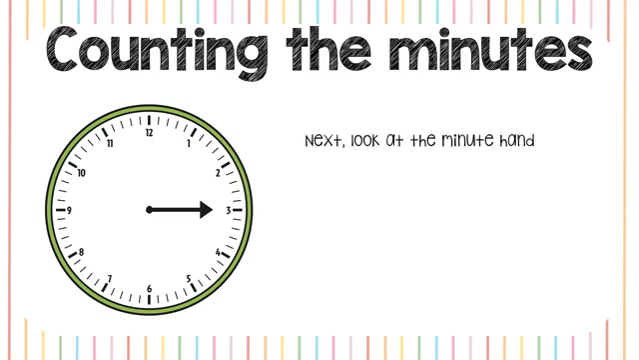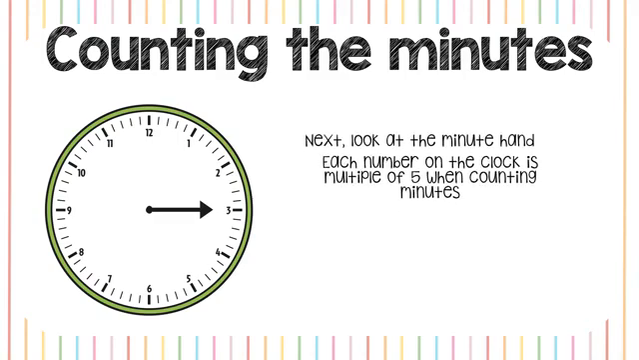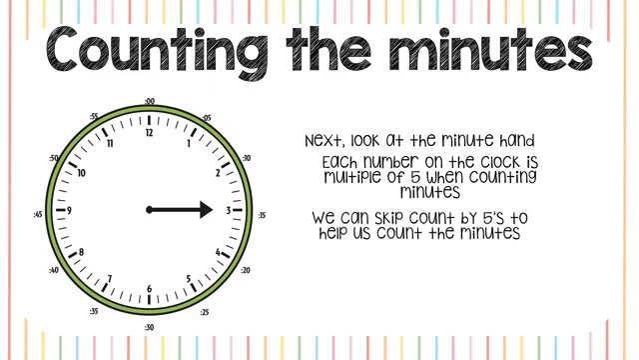Next, we're going to look at the minute hand. Each number on the clock is a multiple of 5 when we're counting minutes. So we can skip count by 5s to help us count the minutes. I'm going to look to see where my minute hand is pointing, and it's at the 3. So I'm going to skip count starting at 12 all the way to the 3 to figure out the minutes. I've got 5, 10, 15. So 15 minutes have gone by.